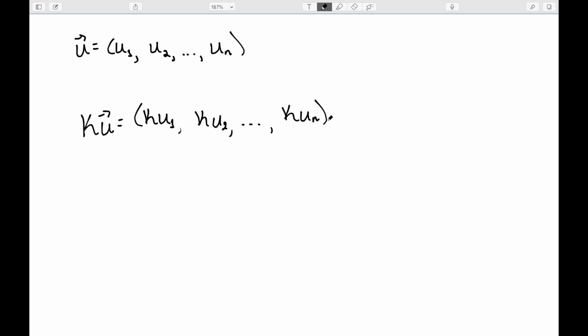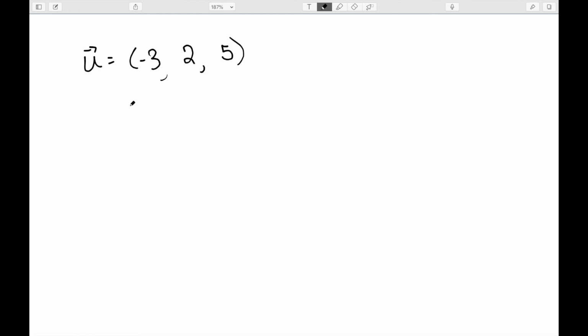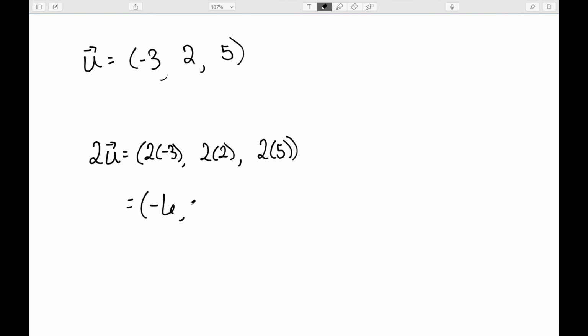So let's look at an example. Let u be the vector negative 3, 2, 5. And I want to find 2u. Well, that would be 2 times negative 3, 2 times 2, and 2 times 5. And if we simplify that, we get negative 6, 4, 10.